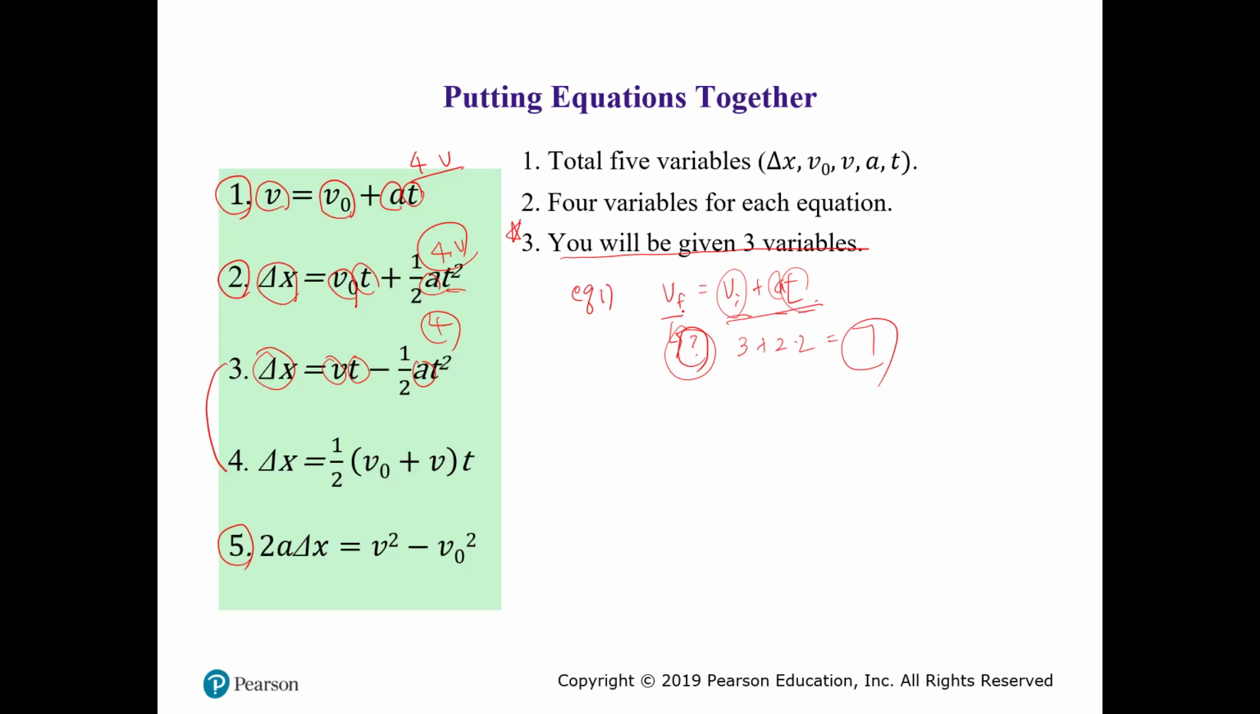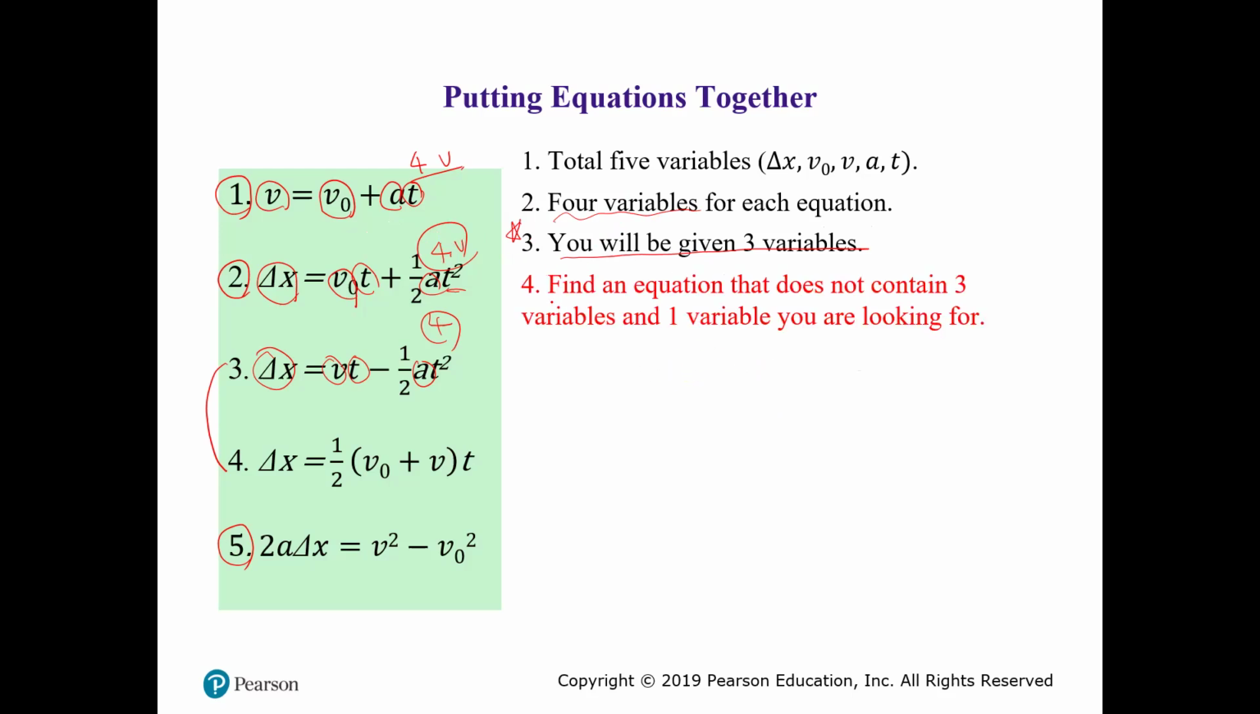So in order to find one variable out of four variables, again, remember each equation consists of four variables, right? So if 3 is given, you can find the last one, right? So this is a very important concept. This is a key idea of this entire section.